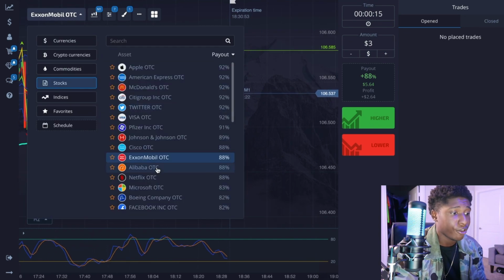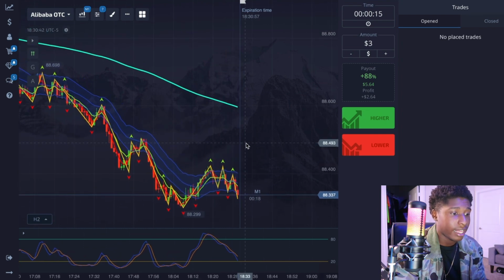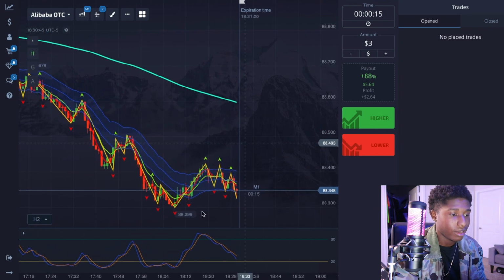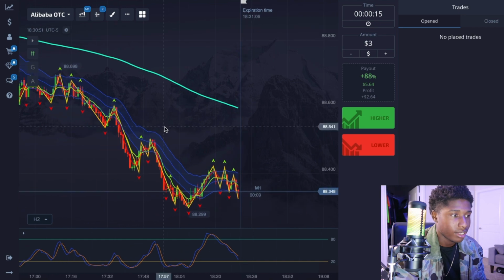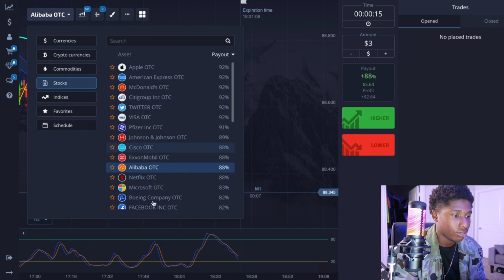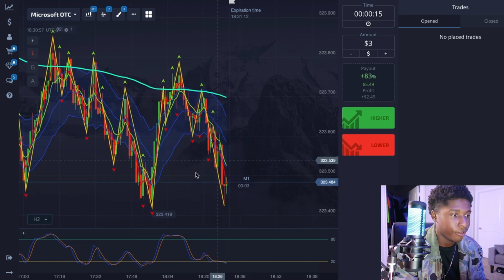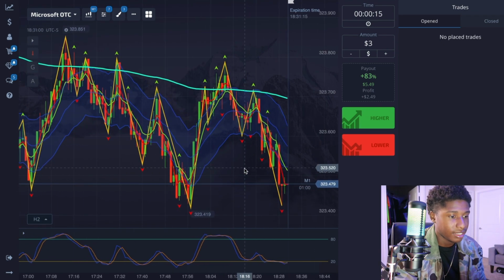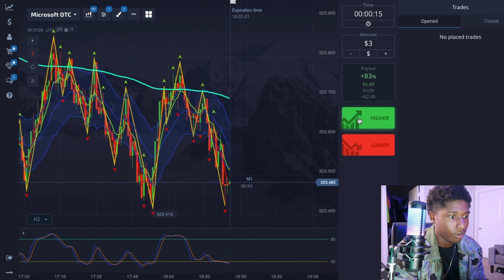So let's go to a different currency pair. This is Alibaba again. Like I said, we have a pullback and the candles are trying to come down, but it's fighting to the upwards position. So let's go to Microsoft. Microsoft is another good mover. As you can see, it's nice and zigzaggy, and right here I can already tell that we're probably going to go back up in the upwards position for 15 seconds.